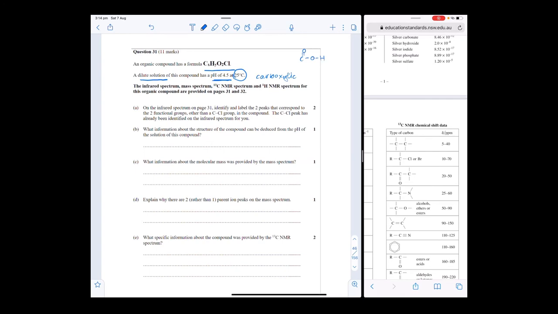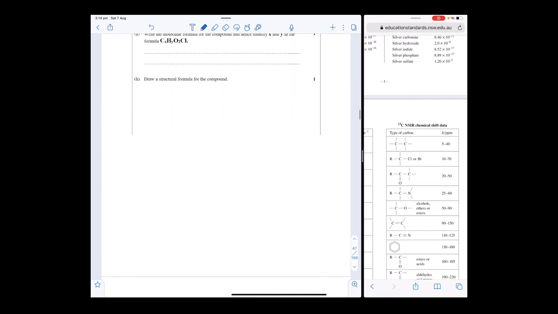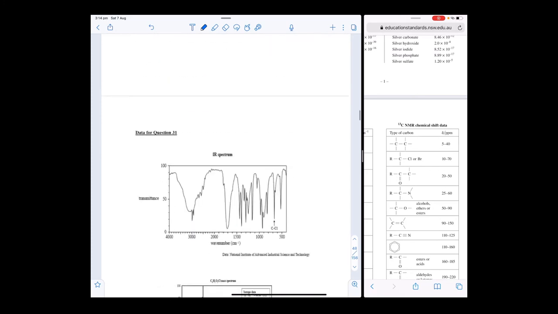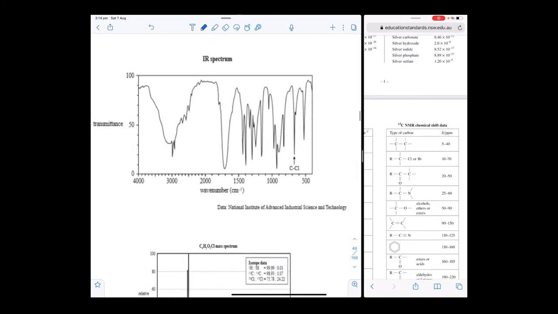So I've given you all the graphs. And the first question is, on the infrared spectra, label the two peaks that correspond to two functional groups other than the C-Cl group in the compound. The C-Cl peak has already been identified. So let's just identify two peaks that correspond to two functional groups, right? So let's answer that. On the, what graph was that? NMR, I mean infrared. Looking at the infrared, oh, here we go. We see one at about 1,750 straight away.